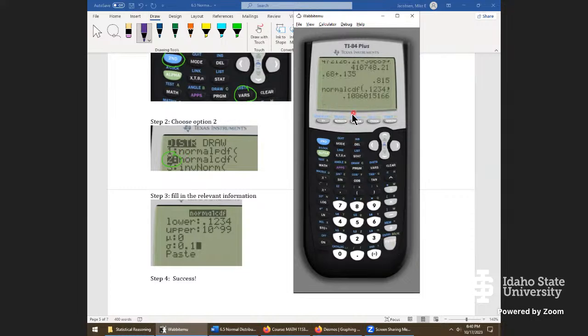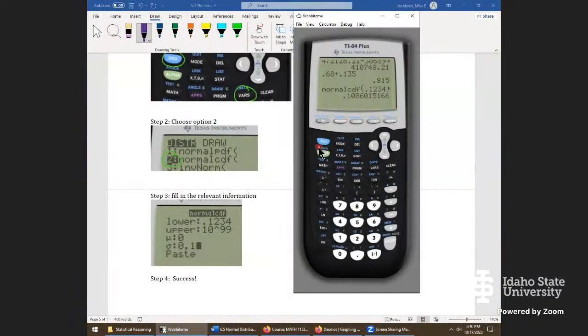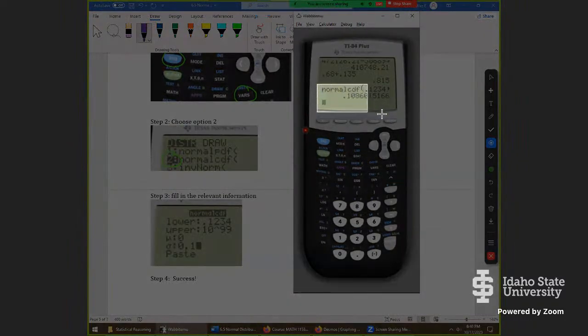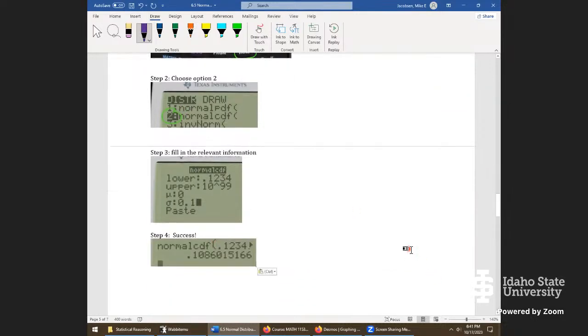So hit enter one more time, and this is the probability that we were trying to find, 0.1086. I want to take a screenshot of this. Let me try a better screenshot. There we go. Since when we say success, I mean, we still have to answer the question, right? And here's what the answer to the question is going to look like.